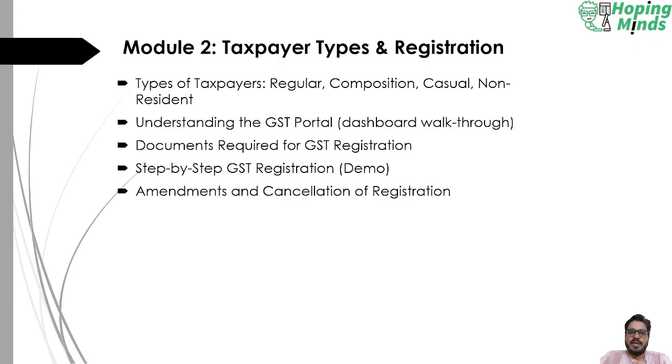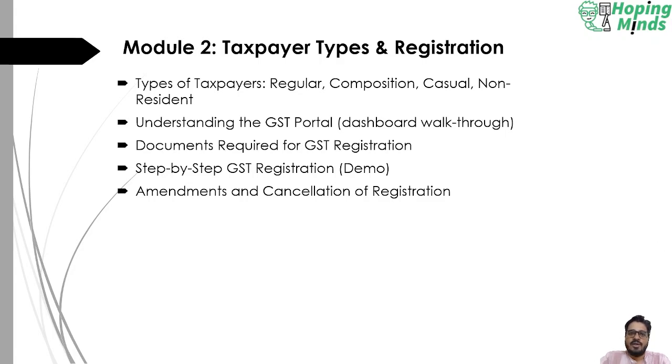Module 2, it includes taxpayer types and registration. We'll learn about the different types of taxpayers, that is regular, composition, casual, and non-resident taxable person, that we call NRTPs. Then understanding the GST portal, we'll have a dashboard walkthrough. Then what documents are required for registration under GST. Then we will have a step-by-step demo of GST registration. And at the end, we'll see the amendments and cancellation provisions under the GST.